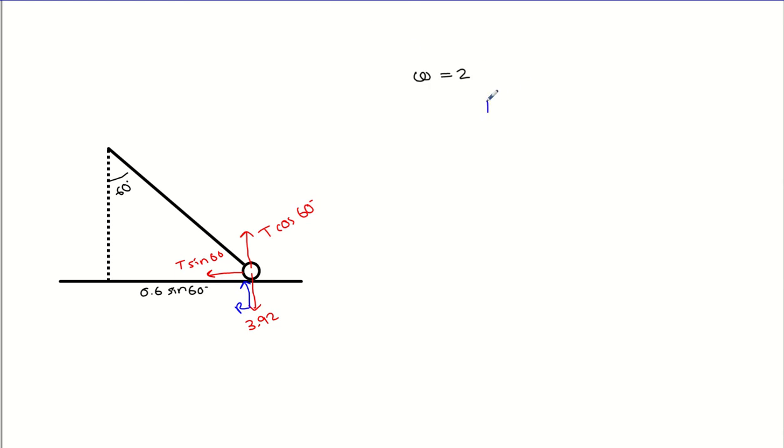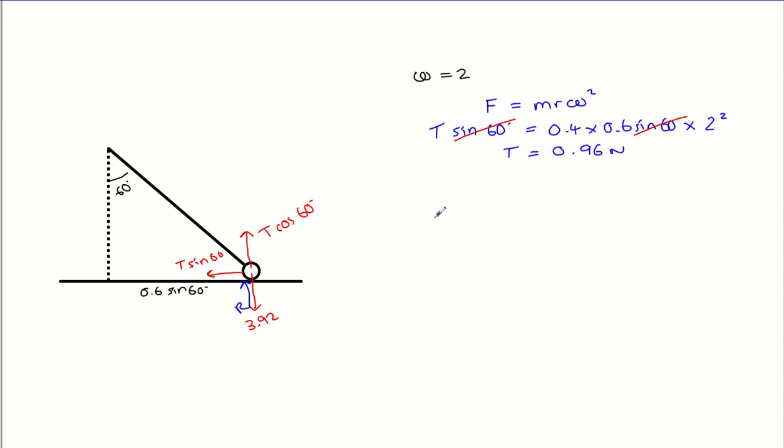So the equation I'll use is F equals m r omega squared, because I know m, I know r, and this time I do know omega. So the force towards the centre of the circle is T sine 60, and that's equal to 0.4 times 0.6 sine 60, which is the radius, times 2 squared. And if you work out that right hand side, the sine 60s cancel. Or you can just work it out and divide by sine 60, but they cancel anyway. T comes out as 0.96 newtons.